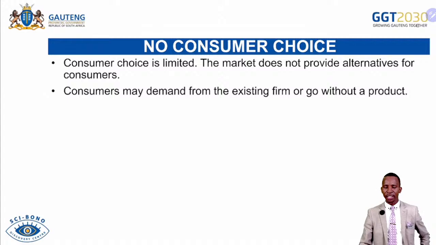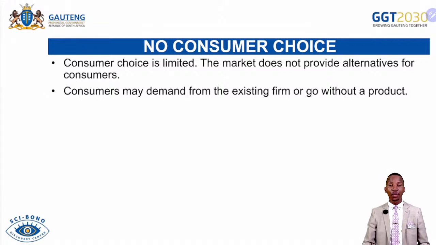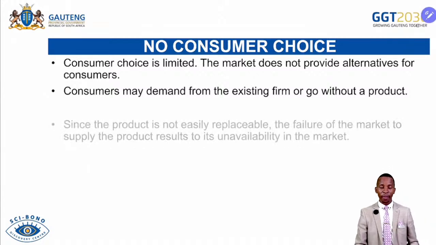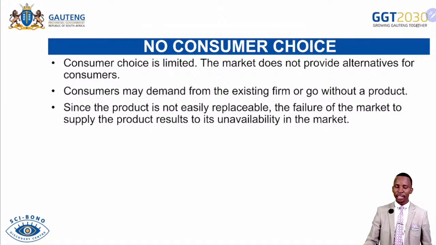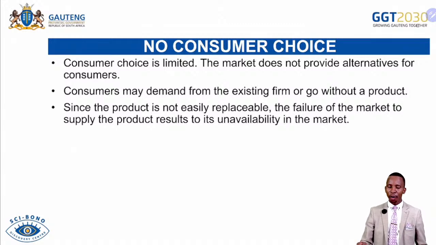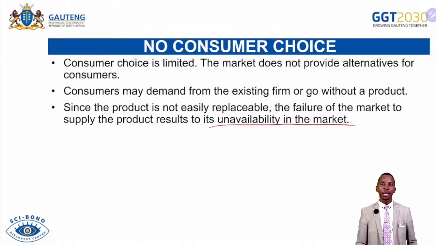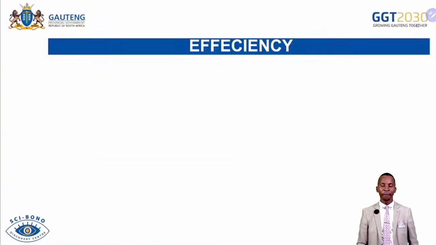Consumers may demand from existing firms or go without the product. So as a consumer in the situation of the monopoly, you go without the product or you demand from the monopoly. And then since the product is not easily replaceable, the failure of the market to supply the product results in unavailability of the product in the market. If ever the firm cannot supply the product, then the product will not be available in the market completely.